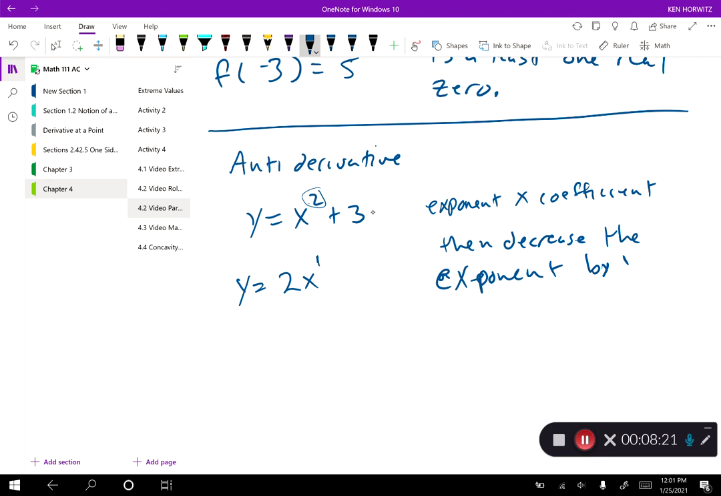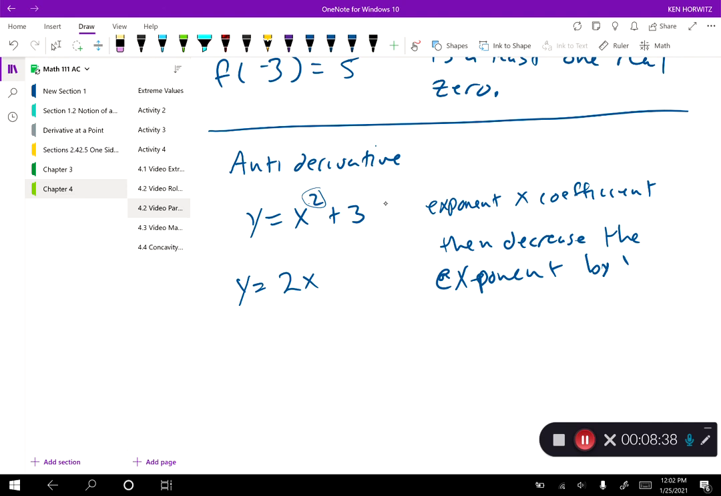Now remember, this is 3x to the 0, so 0 times 3 is 0. Right? So 0 times anything is just 0. So for a constant, the derivative is always 0.